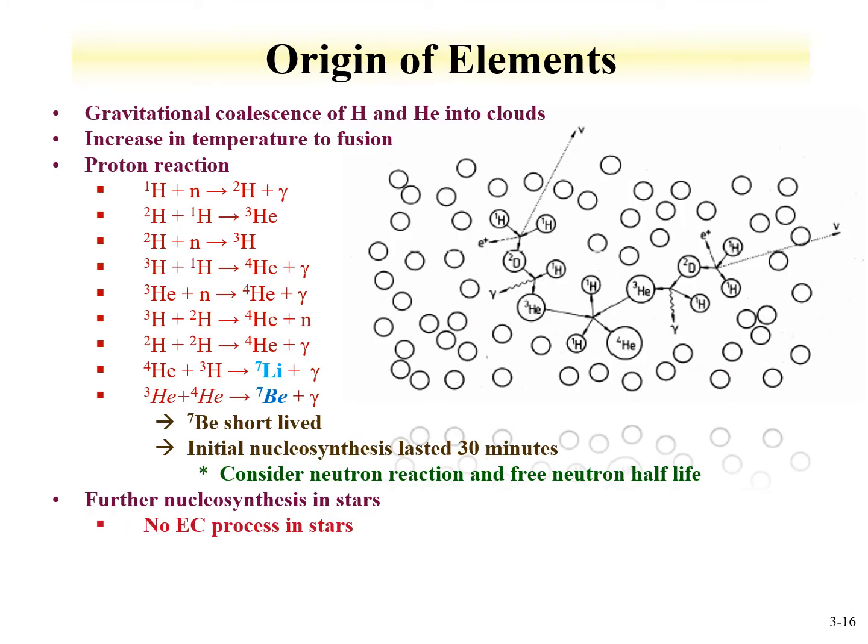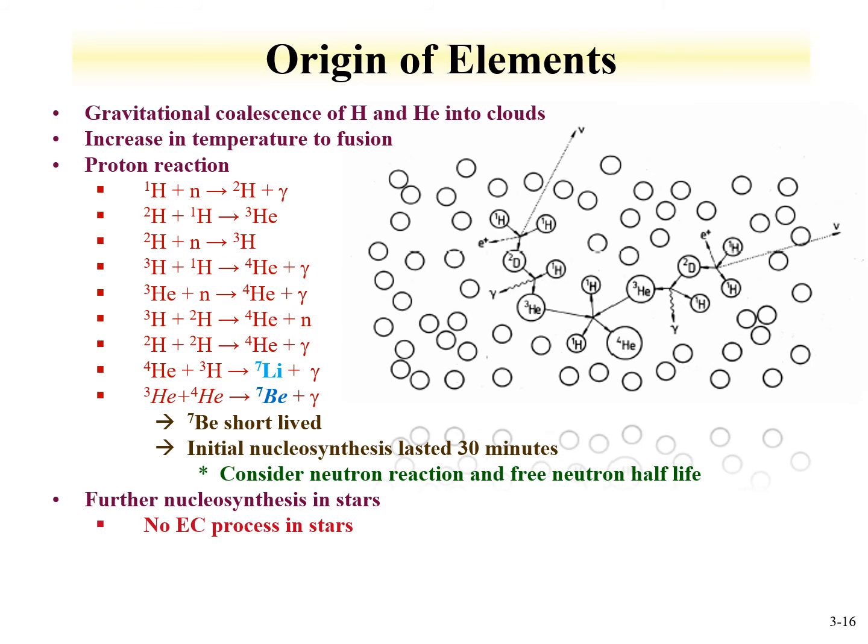So we can think about the origin of the elements from after the Big Bang, gravitational coalescence of hydrogen and helium into clouds. Once these clouds got dense enough, temperatures can increase to fusion temperatures. And there's a list of reactions that are given here. So protons plus neutrons going to deuterium, helium-3, etc. Peaking at helium-4 reactions, where we get a lot of energy from fusion.